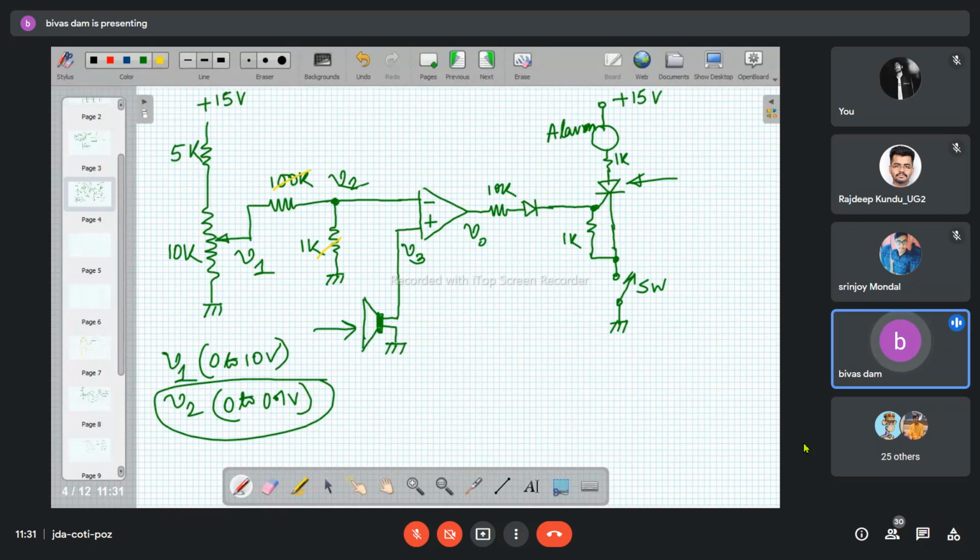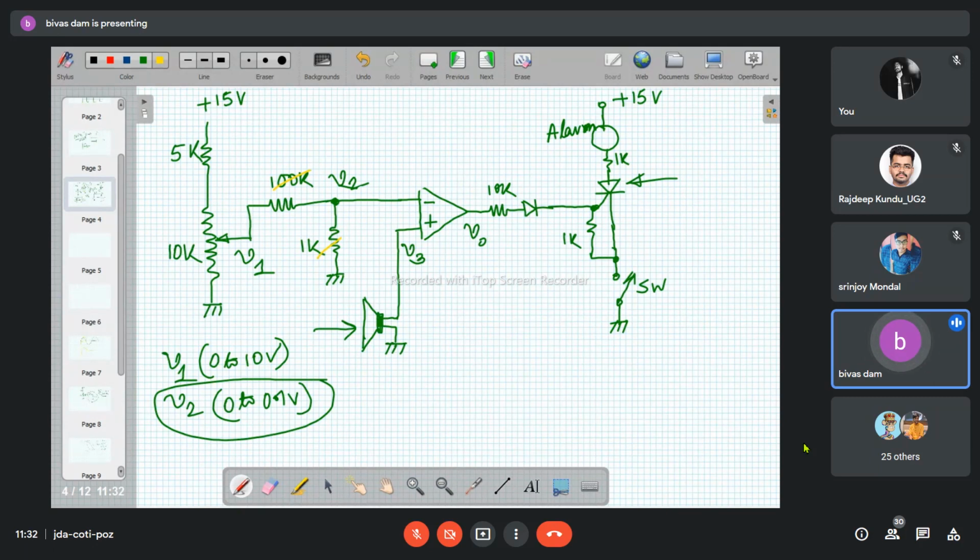So now, where were we? We have given one clap just in front of the microphone. As soon as you give that clap, your V0 becomes plus Vsat. And as V0 becomes plus Vsat, the SCR gets the gate pulse or gate current or gate voltage. So the SCR becomes turned on and the current flows to the alarm, and the alarm starts giving you indication.